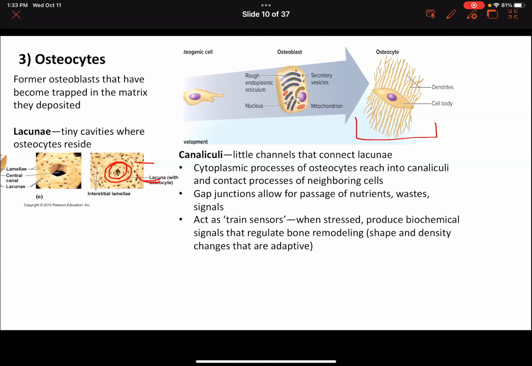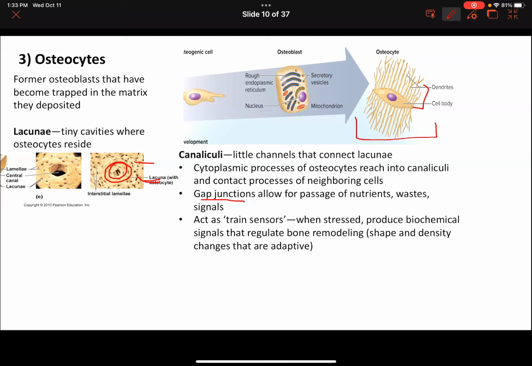The processes, or these dendrites that you see here of the osteocytes, are going to be able to reach into these canaliculi and contact the processes of other osteocytes. This allows the osteocytes themselves to communicate. They can communicate through gap junctions, and their communication is going to consist of passage of nutrients or signals like ions. They can also have a passage of waste products between them.